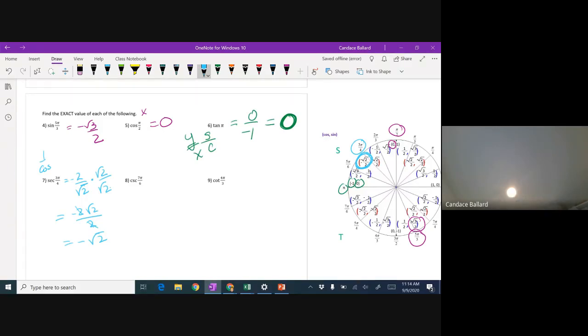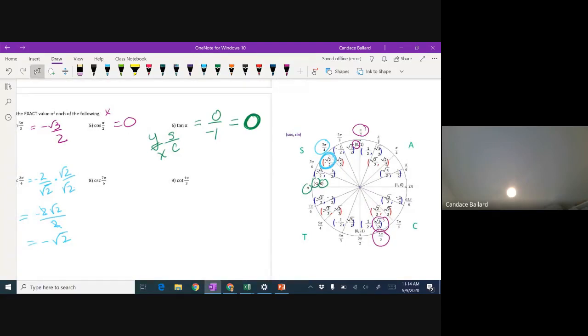All right. Looking at 7 pi over 6. So cosecant of 7 pi over 6, let's find that on here. 7 pi over 6 is right here. We know cosecant is the reciprocal of sine. So I'm going to take the y value for sine and flip the reciprocal, which just happens to be -2.